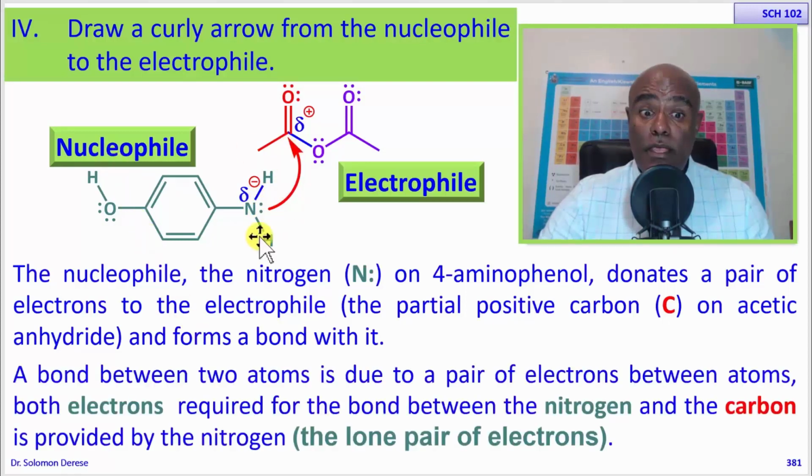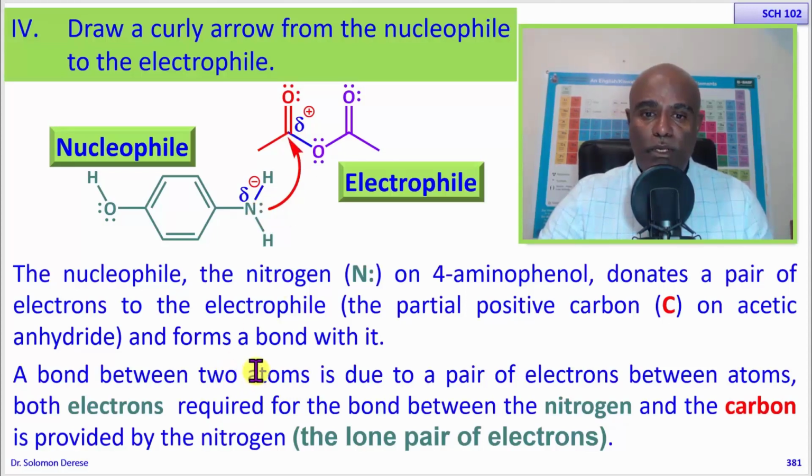So a bond between 2 atoms, for example, in this case between this nitrogen and this carbon, is because of electrons. When you have a bond between this nitrogen and that carbon, what's going to hold them together are the electrons. So in this case, the electrons required for bond formation are provided by the nitrogen. This lone pair of electrons on the nitrogen is going to be used to form a bond with the carbon.